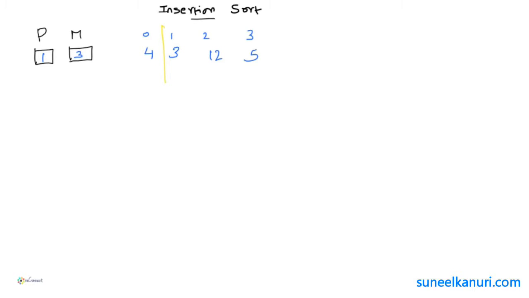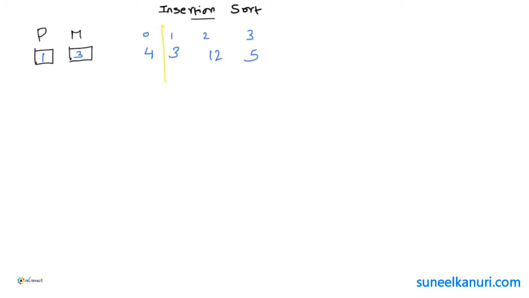The topic of discussion now is insertion sort. In insertion sort, we're going to divide the dataset into two parts: the sorted part on the left and the unsorted part on the right. For visual indication, we're going to draw a yellow line separating the unsorted part and the sorted part.